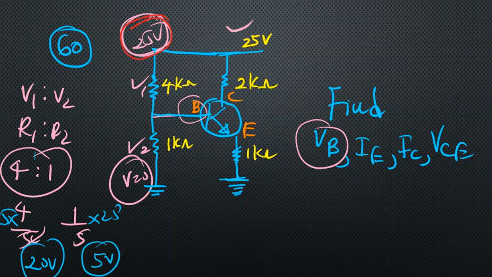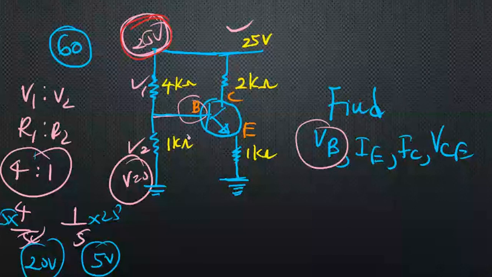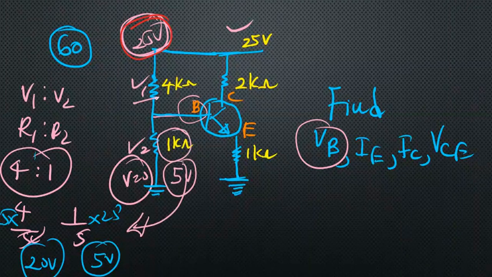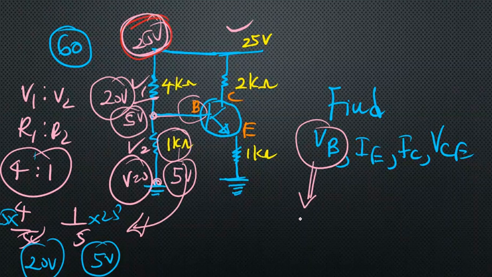Now we know the potentials. The 1 kilo ohms will keep 5 volt and the 4 kilo ohms will keep 20 volt. Since the potential here is 0, and the difference is 5 volts, the potential here has to be 5 volt. That means VB equals 5 volt.